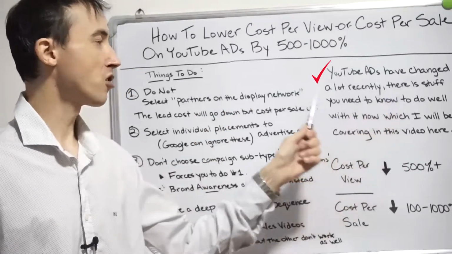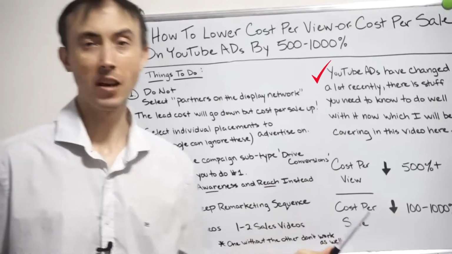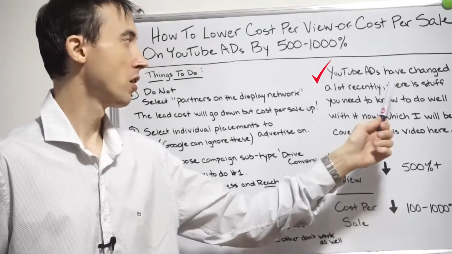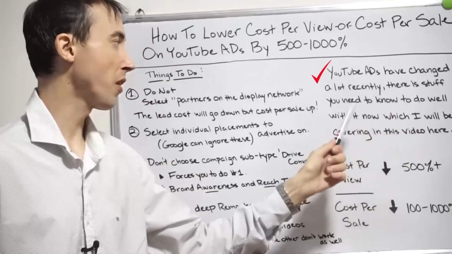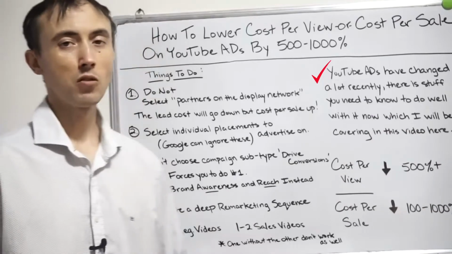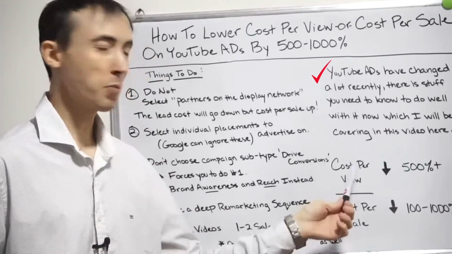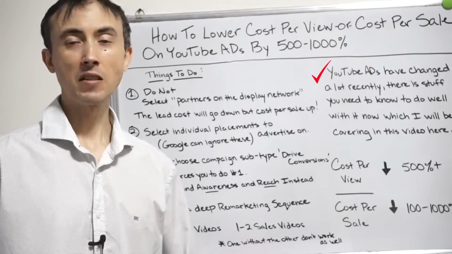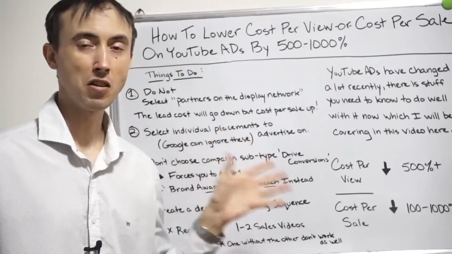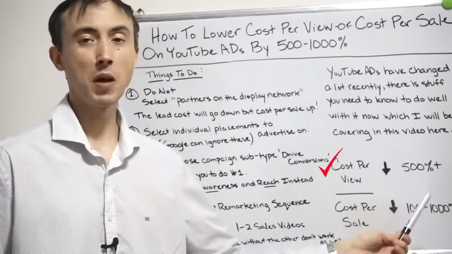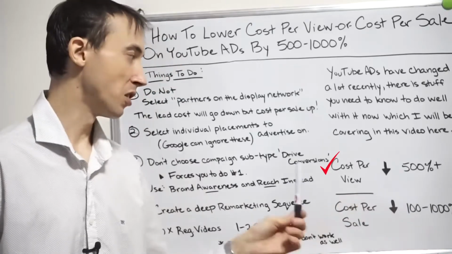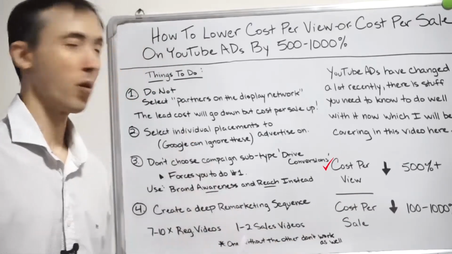YouTube ads have changed a lot recently. We're talking about mid 2022. There is stuff you need to know to do well with it now, which I'll be covering in this video. Okay, so just like the video says, the cost per view, basically the cost for every time your ad shows up, if you do these things here, and you're not doing them now, it'll be able to go down by like 500%, literally speaking, with these few actions, 1 through 4, that I'm going to give you.